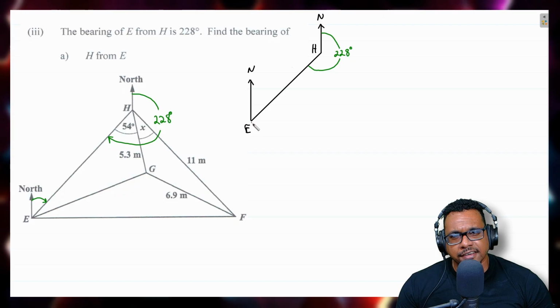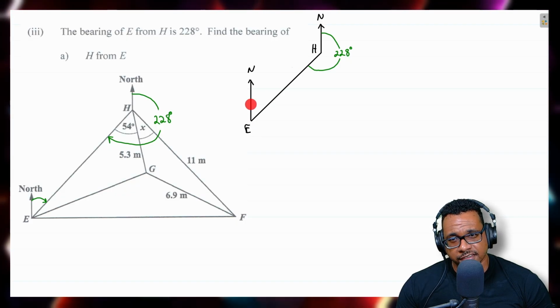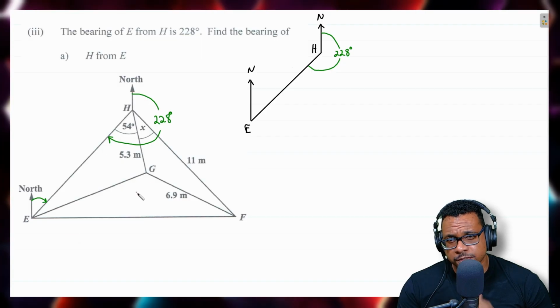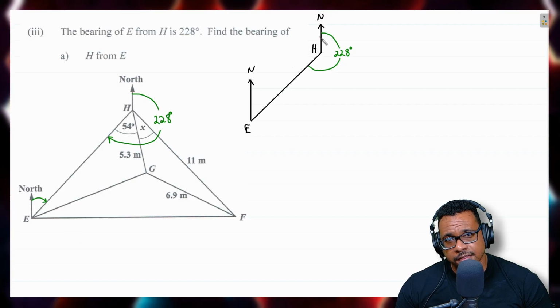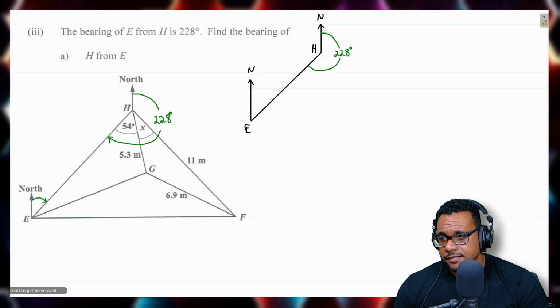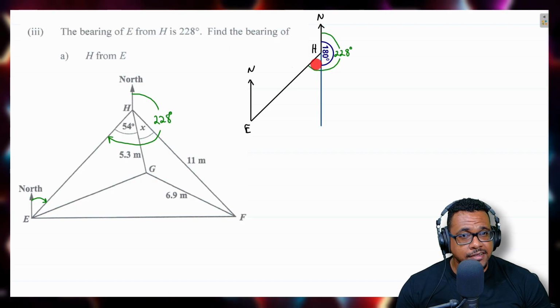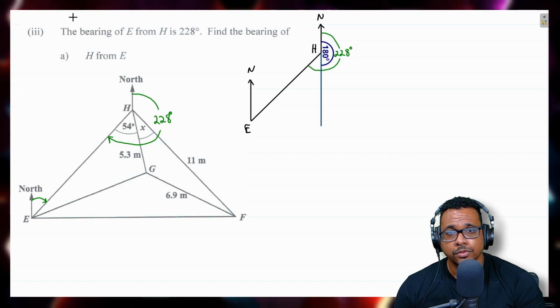All right, so I have the line connecting E to H. I have the north line on E, the north line on H. Now, since I want this angle here, I could bring a straight line down like this. So this would be a straight line. So at H here, with the straight line, we'll have 180 degrees. And therefore, if I want this little angle inside of here, I'll put that in blue.